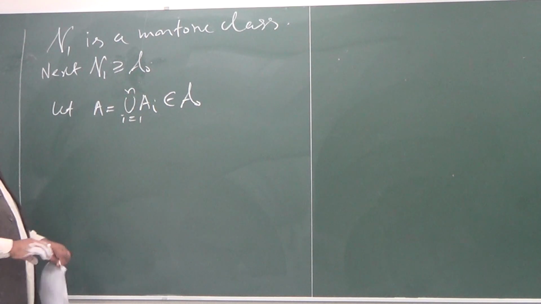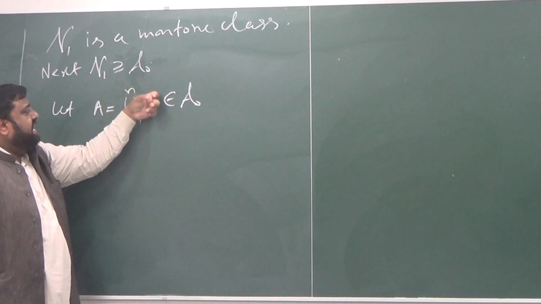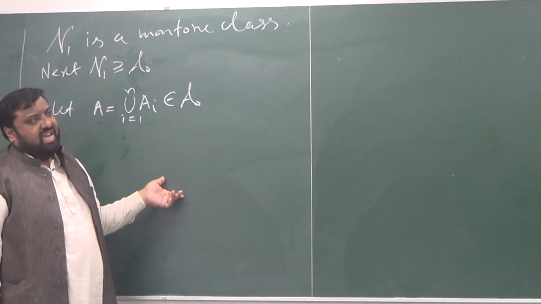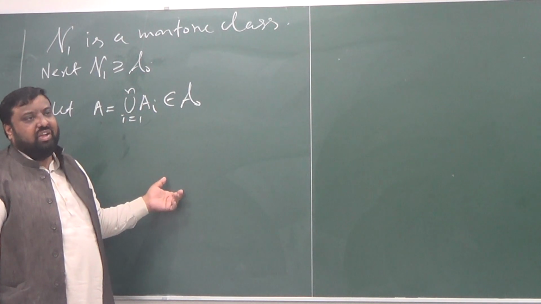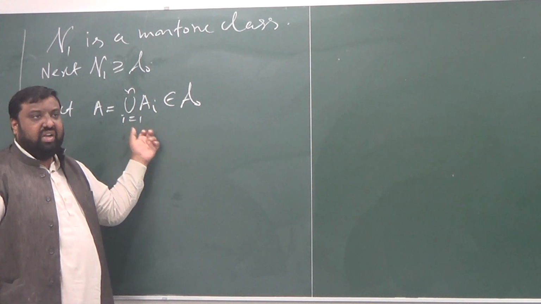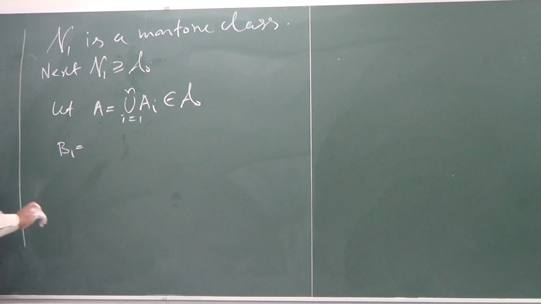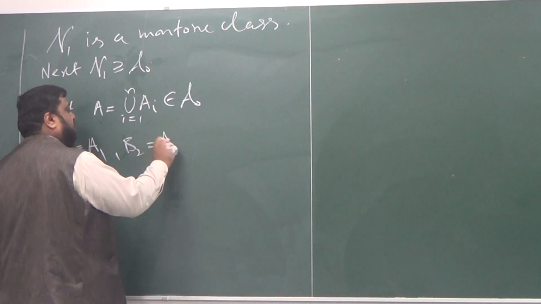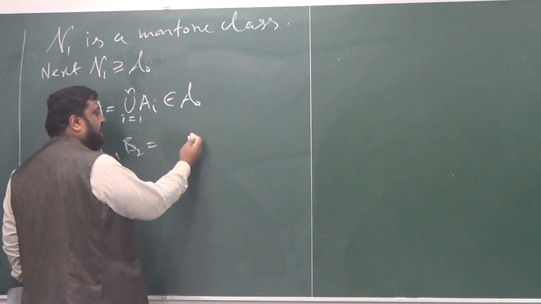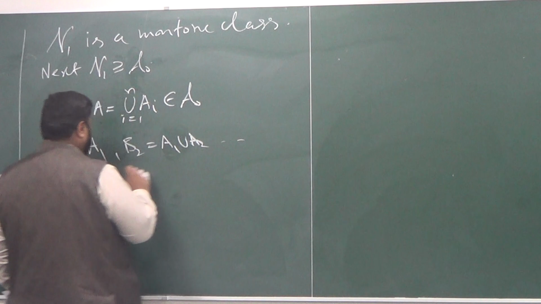And how can I show it? Think about it. So the key question, in order to show that A must be in N1, I need to just show that I can write this union as an increasing sequence. So I need to construct an increasing sequence, or a decreasing sequence, that decreases to A or increases to A. And how can I construct one? It's simple. If I define B1 to be A1, and B2 to be A1 union A2, and so on and so forth.